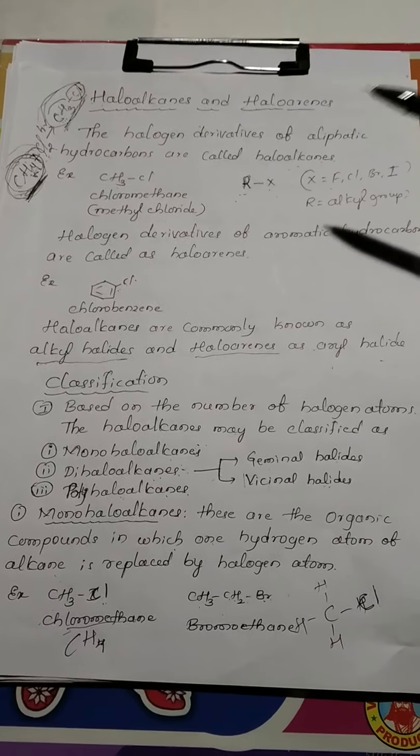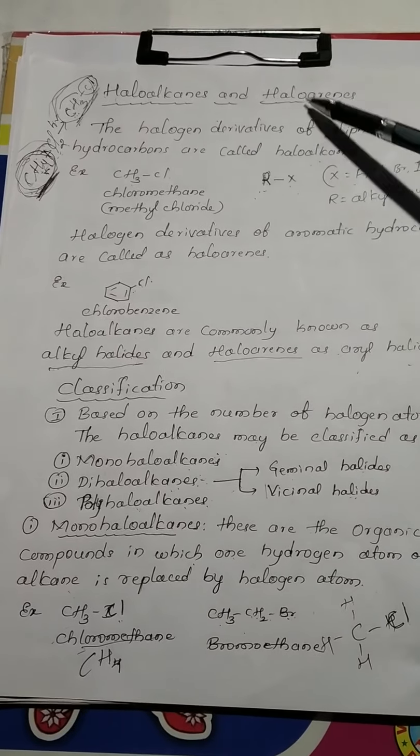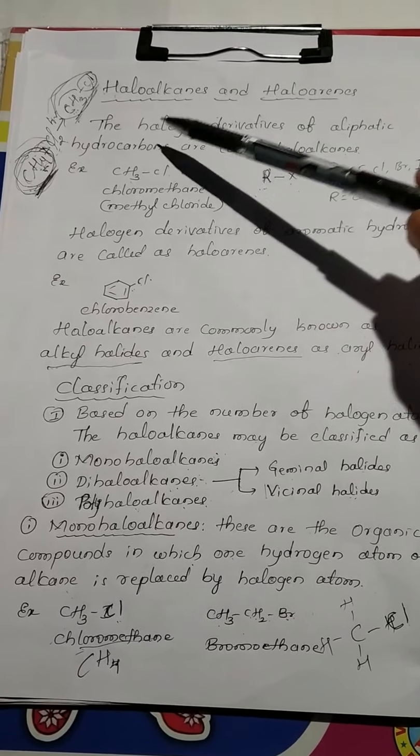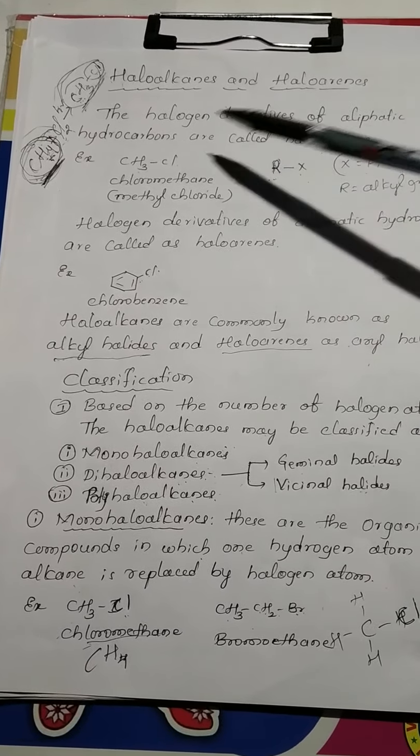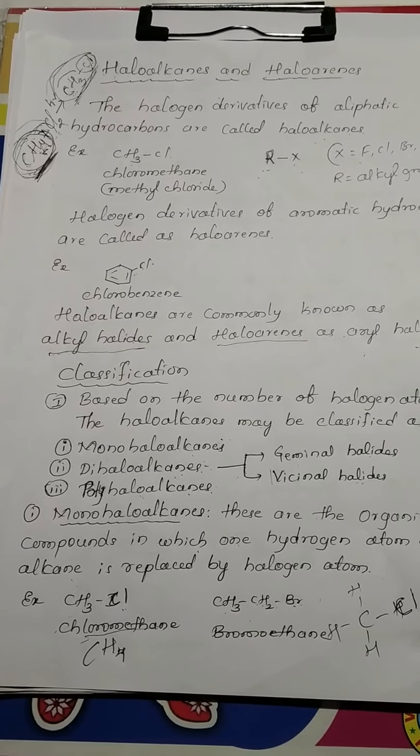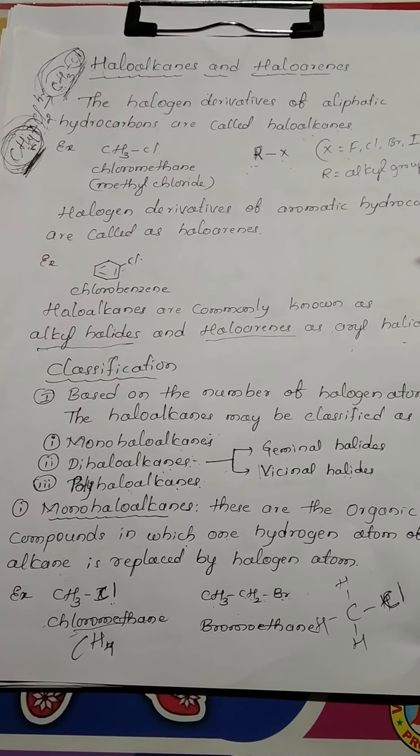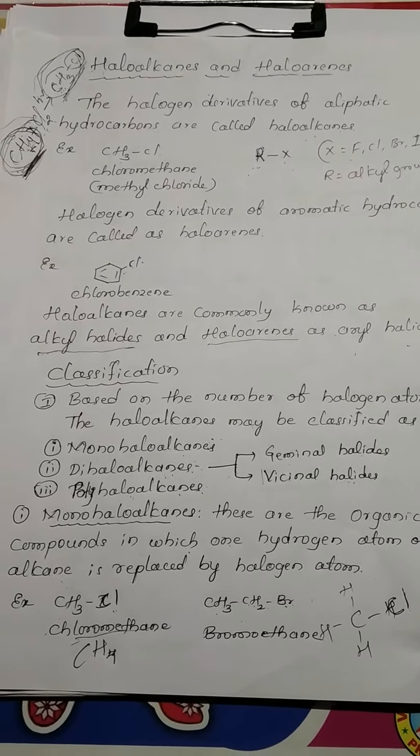Then we have to understand what haloalkanes mean, what haloarenes mean. Haloalkanes are the halogen derivatives of aliphatic hydrocarbons. Then what do you mean by aliphatic hydrocarbon? As you have studied in first PUC, in the hydrocarbon chapter, aliphatic hydrocarbons are organic compounds in which an open chain of carbon atoms is present.